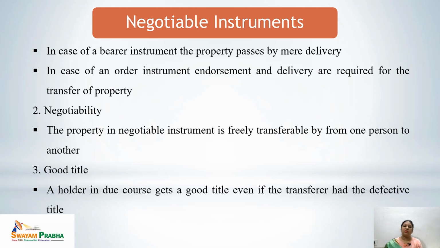The property with the transferor should be negotiated to the transferee without any condition. It should be freely transferable. Third one is the good title. A holder in due course gets a good title even if the transferor had the defective title.